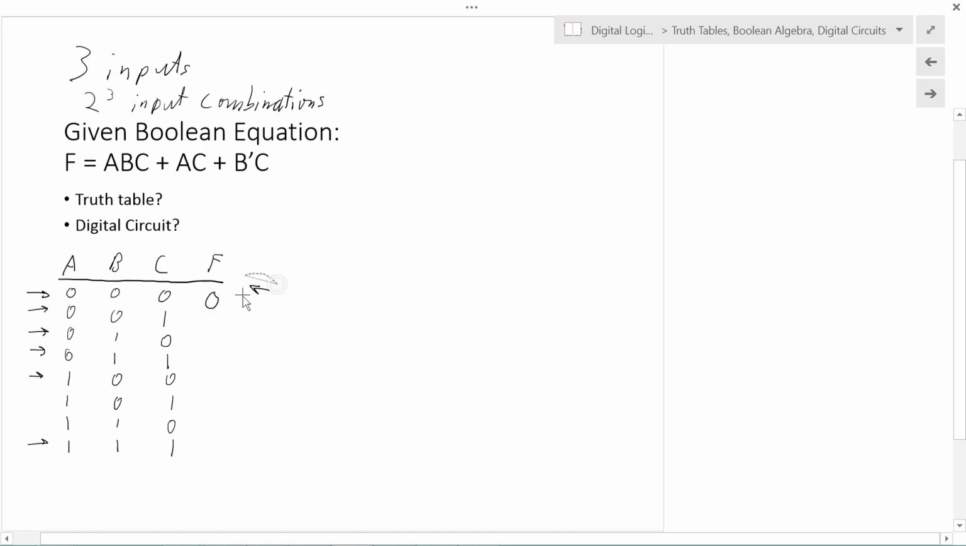Let's look at our second value here, 0, 0, 1. Because a is 0, this term and this term are both 0. Here, in this term, the a is not included. Let's look at b. b is 0. 0 inverted is 1, ANDed with c, which is 1. So 1 and 1 is 1. So 1 or 0 is equal to 1. So we'll place that in our truth table here.